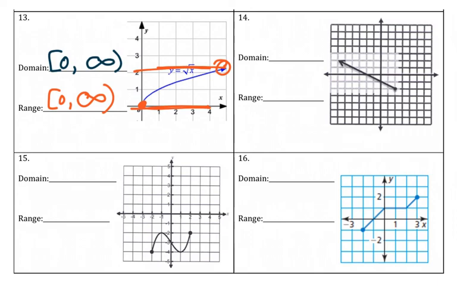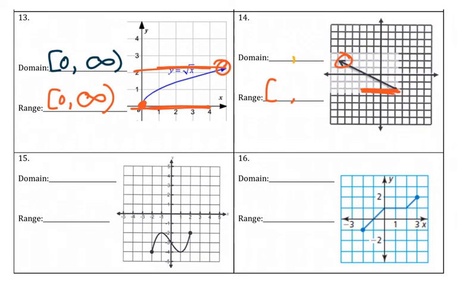14, left side to right side. It's an arrow, so what does that mean about your left side? Your right side ends there. What number, what x value is that ending at? And then range, bottom to top. Bottom is an endpoint, so it's going to stop there at the bottom. Then the top is an arrow. So try number 14. Last one. 15 and 16 are much easier.